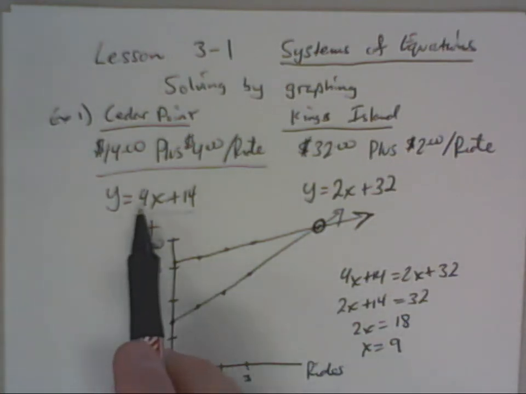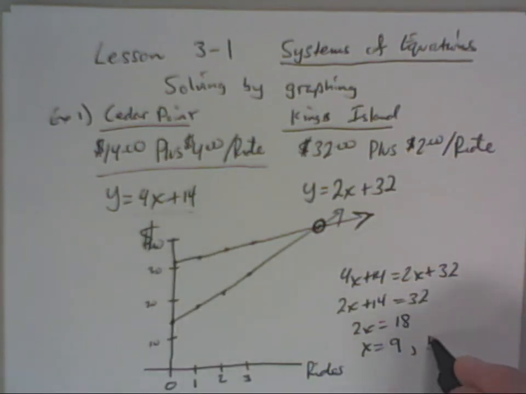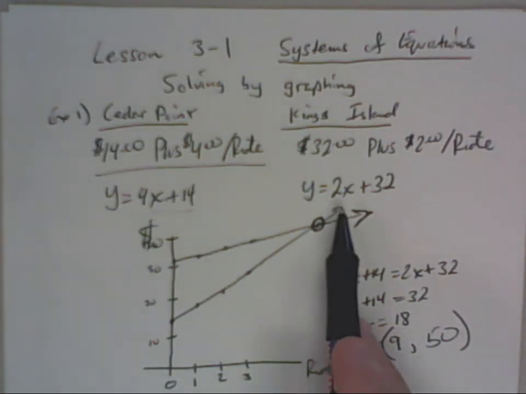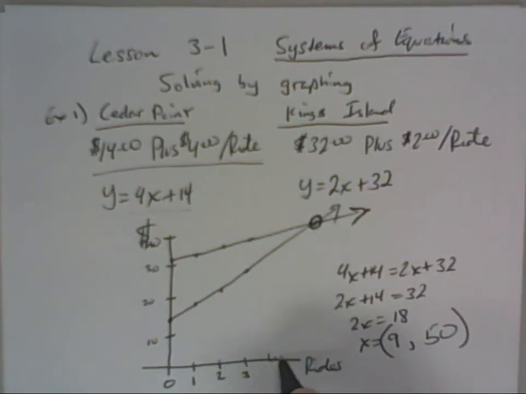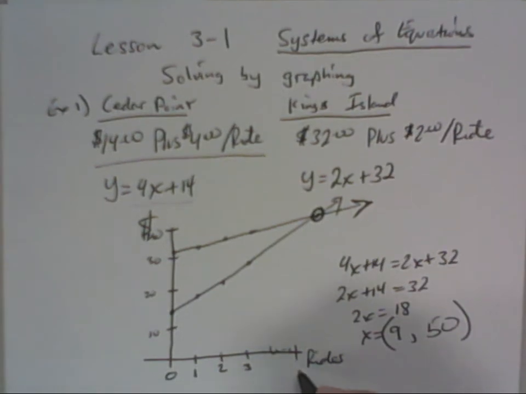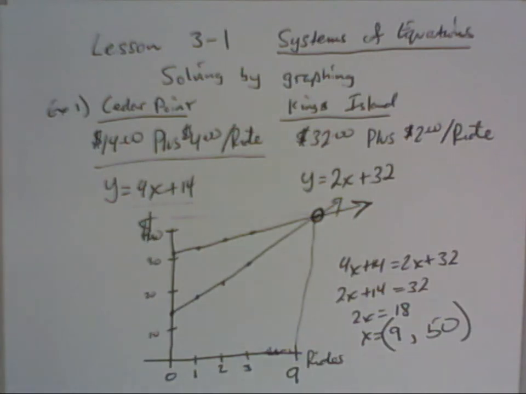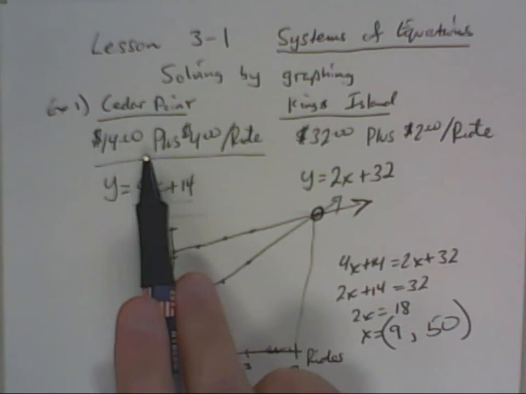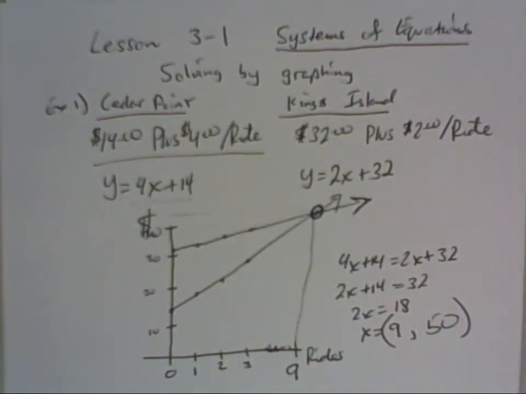If I plug it into Cedar Point, 4 times 9 is 36, and 36 plus 14 is 50. And if I plug it in to the equation for Kings Island, 2 times 9 is 18, and 18 plus 32 is also 50. So the solution would be if I went over here to 9 rides, I know I'm skipping some here, it should be a cost of $50. And that would be the solution to this system, which is when the price of going to Cedar Point and the price of going to Kings Island would be the same.